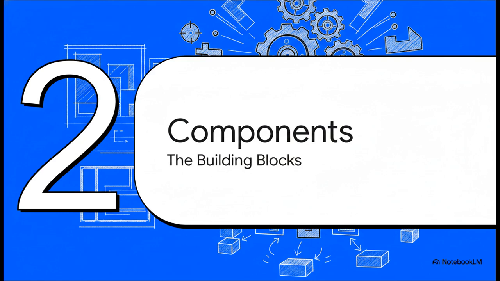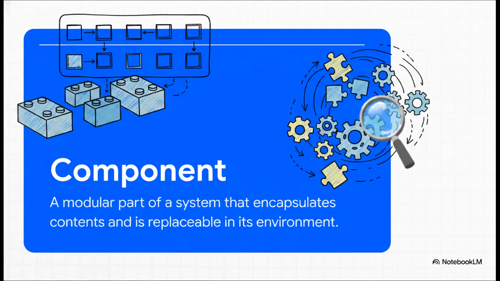Which brings us to Section 2, Components, the building blocks. So let's start with the structures that represent the architecture. Think of components as your highly advanced, totally replaceable Lego bricks. The official UML 2.0 spec defines a component as a modular part of a system that encapsulates its contents and whose manifestation is replaceable within its environment. But honestly, I love the source's description that a component is just a structured class with aspirations.